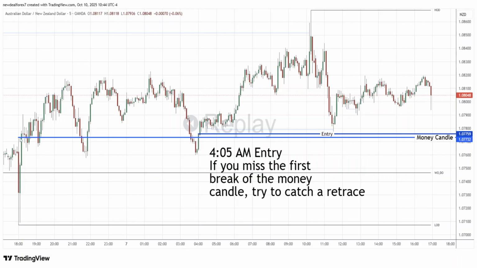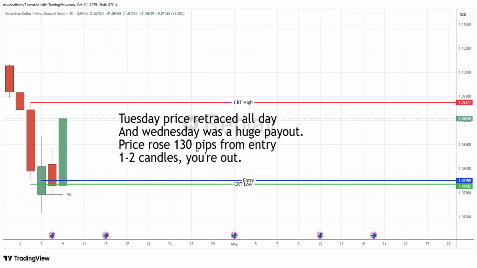Okay, so if you missed the first break of the money candle, which was all the way back here, then this is the type of price action you're going to be looking for. This or this. This was really the best time to get in, here or here. Okay. Now, if we zoom back out, this is back on the daily chart.